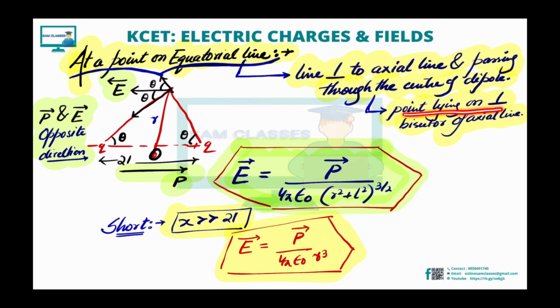So two conditions. First, the axial line, this line should be perpendicular and it should pass through the center. So basically what is it? It is just the perpendicular bisector of the axial line.